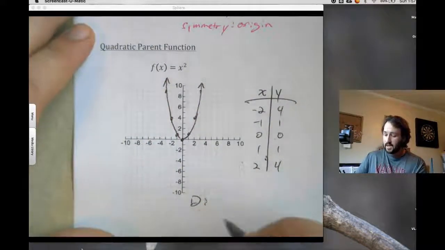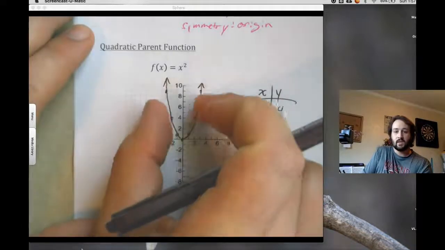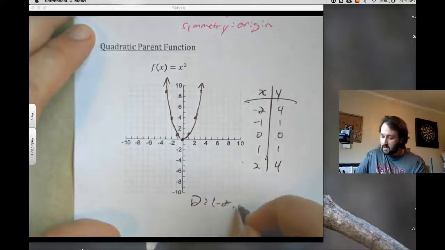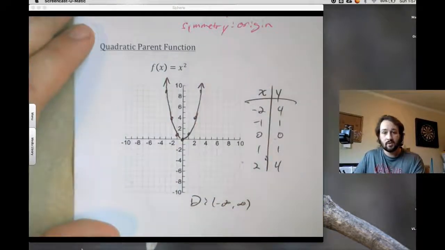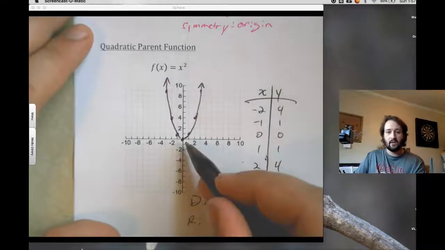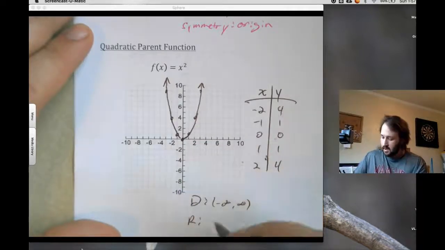So now for the domain, it's going to the left forever. So we're going to assume that this keeps expanding and expanding and expanding as it goes out. So we're going from -infinity to infinity, also because there's no x values that I cannot have. Now for the range, the lowest y value we have possible is 0, and it is included. It is hitting right at 0, right? We can see that that is a point right there. So I have it going from 0 to infinity.